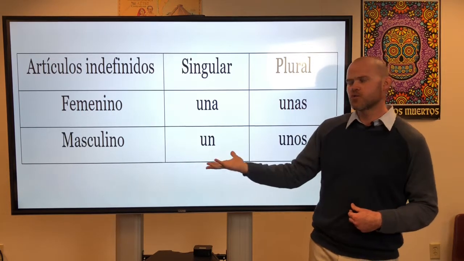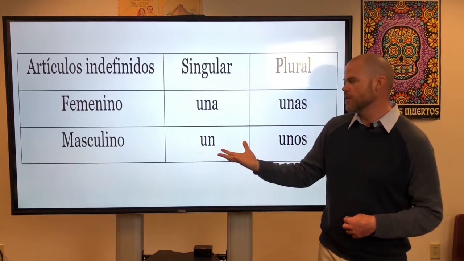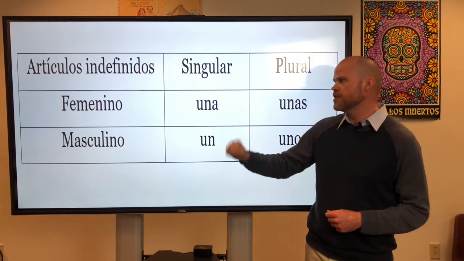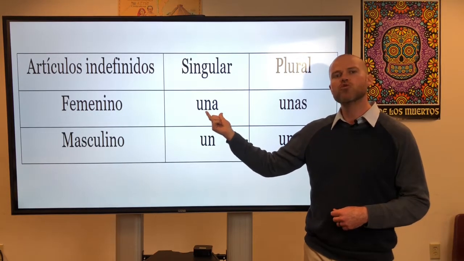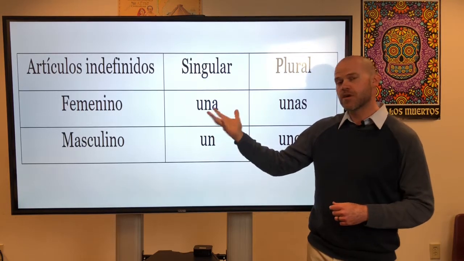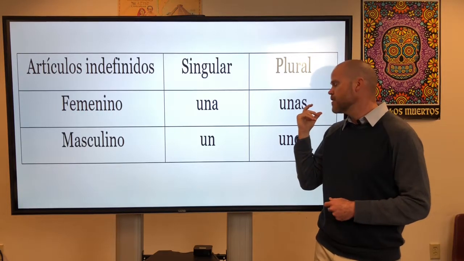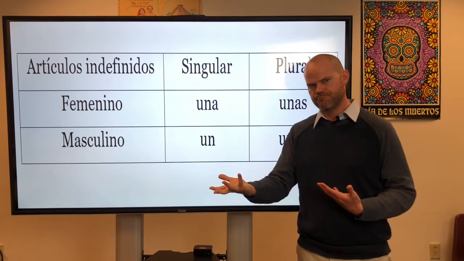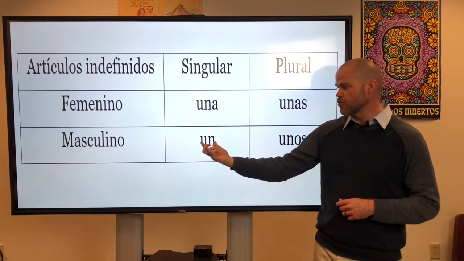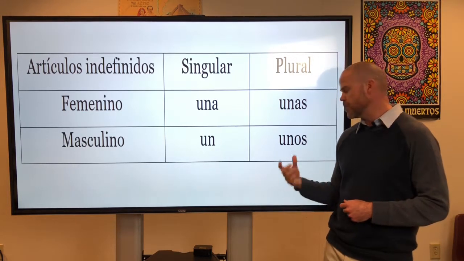Again, these are going to correspond to number and gender, depending on what the noun is that they're preceding. If I have a singular feminine noun, I'm going to use the indefinite article una. For example, una mujer, and that would be a woman. If I want to make that plural, I would say unas mujeres, and that would translate to some women. The masculine form of the indefinite article is un. That's the masculine singular form. The masculine plural form is unos.